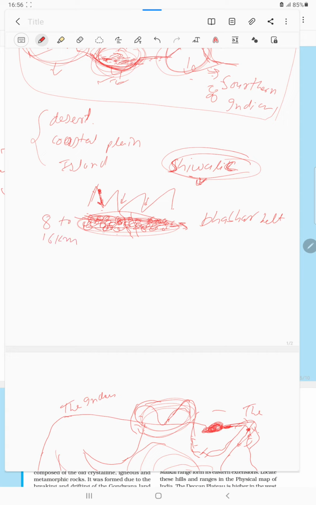After that, the streams which disappeared start to emerge after the Bhavar, and this plain is swampy in nature because of the emerging of the streams. That's why this region has thick forest. Clear? And this region is known as the Terai belt.